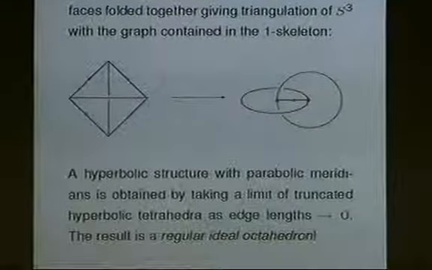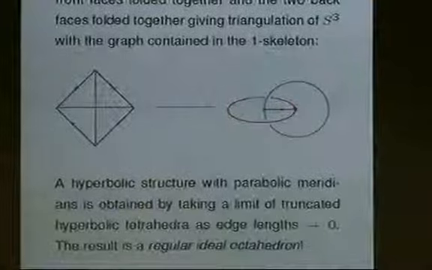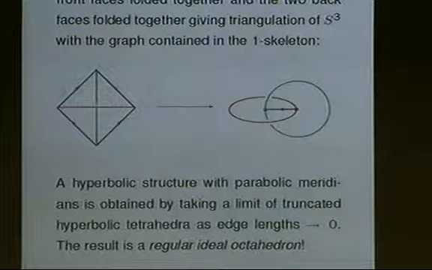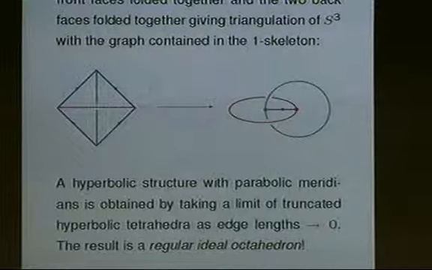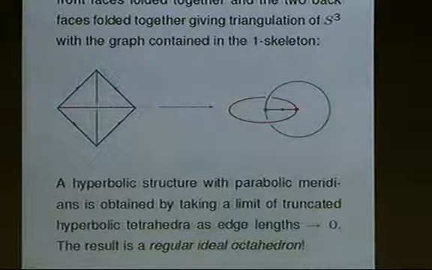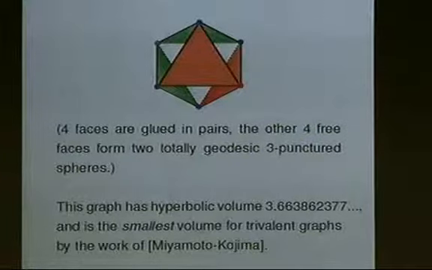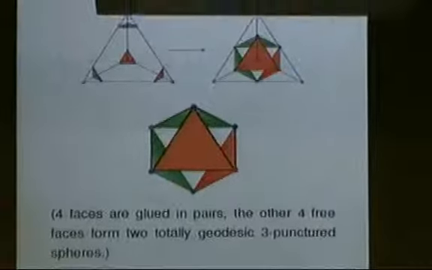So this is as simple as you can get. We've just got one tetrahedron glued up to give the three-sphere and this graph. Now, I want a hyperbolic structure with parabolic meridians. So the way we're going to get this is to start by truncating the tetrahedron. So here's the picture. Here's our original tetrahedron. We cut off the corners, so we remove these little triangles.